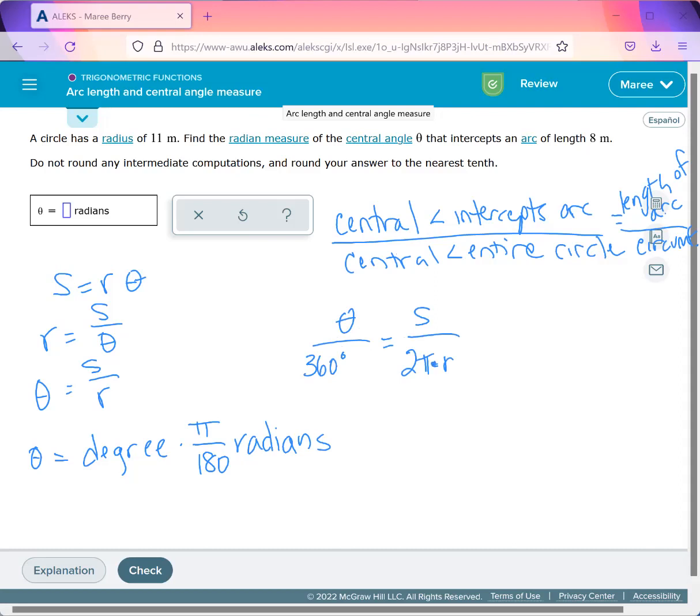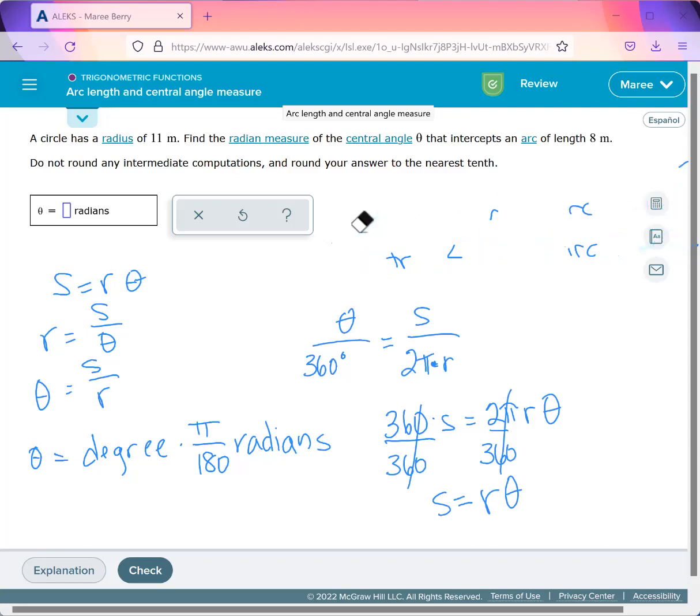When you cross multiply, you get 360 times S equals 2 pi times the radius times theta. When you divide by 360, 2 pi divided by 360 is just equal to 1. So you're left with S equals R times theta. So we're going to use those equations that they gave you.